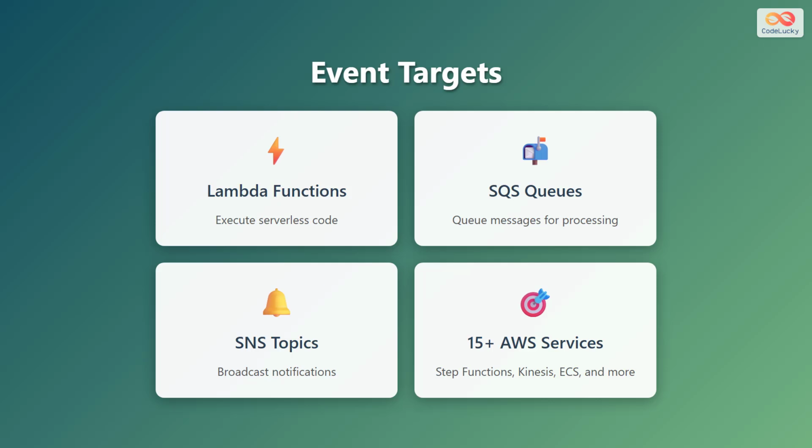Once EventBridge receives and matches an event, it needs to deliver it to a target for processing. Lambda functions are the most popular target, allowing you to execute serverless code in response to events. SQS queues let you queue messages for asynchronous processing. SNS topics enable you to broadcast notifications to multiple subscribers. Beyond these, EventBridge supports over 15 AWS services as targets, including Step Functions for orchestrating workflows, Kinesis for real-time data streaming, ECS for running containers, and many more. This flexibility allows you to build sophisticated event-driven architectures tailored to your specific needs.